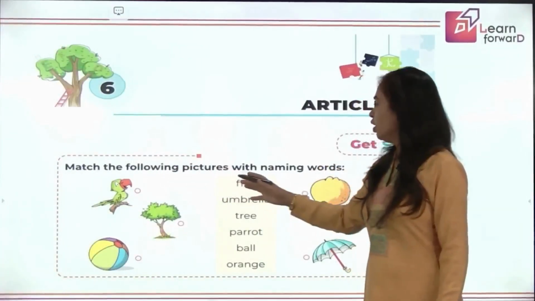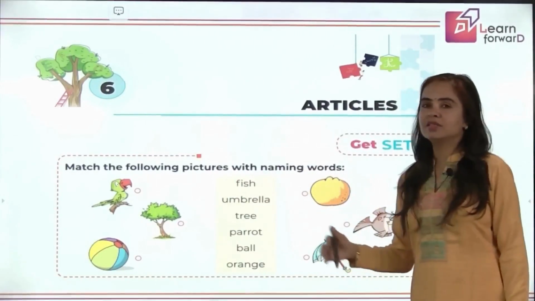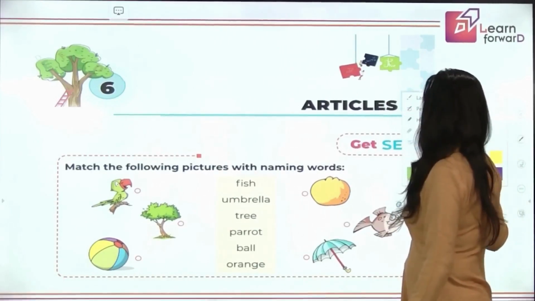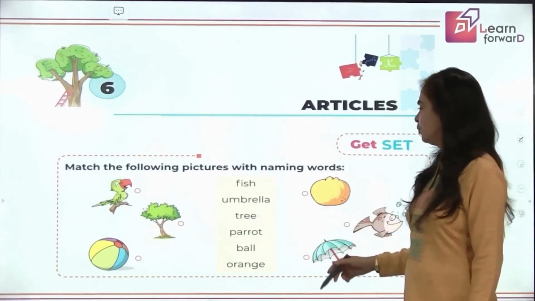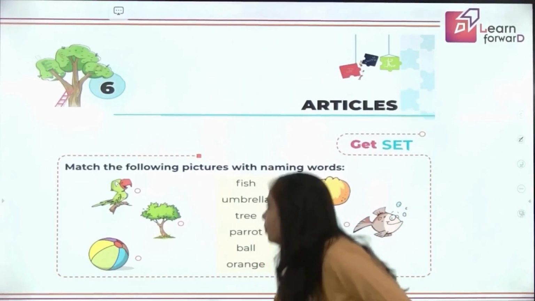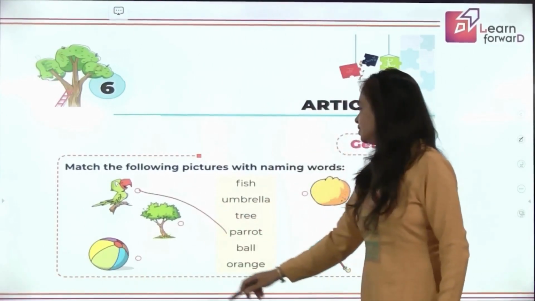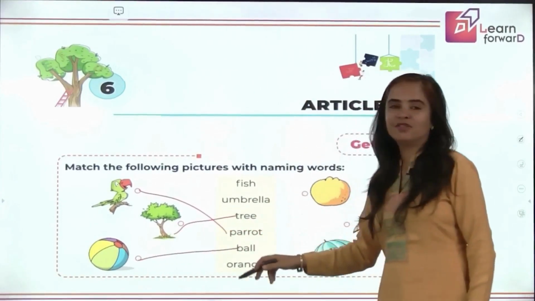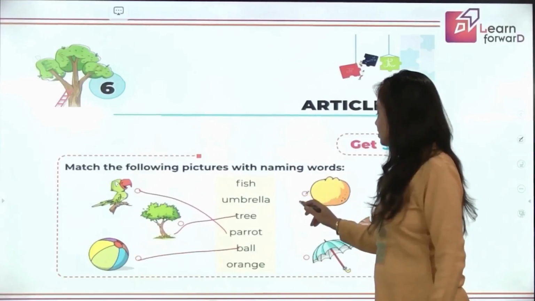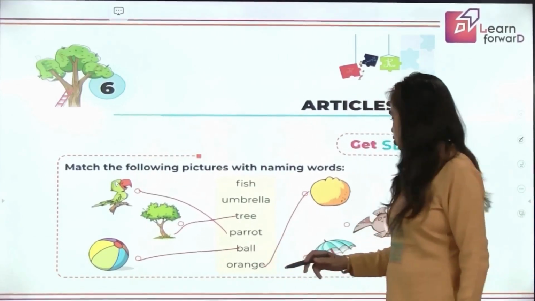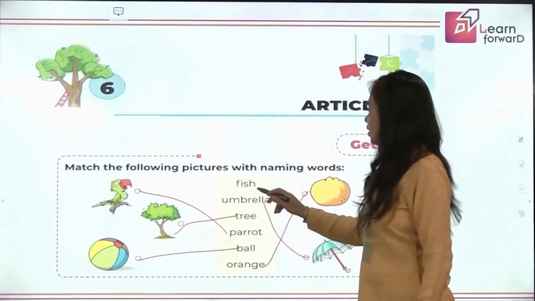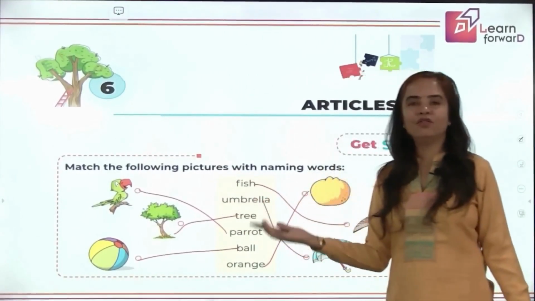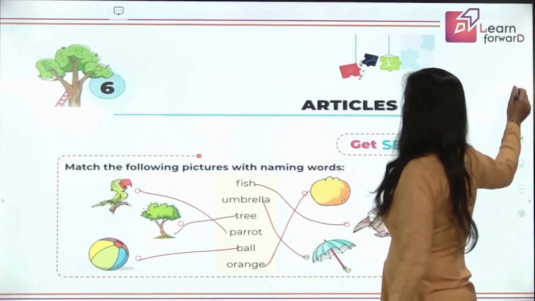So match the following pictures with naming words. Can you see the pictures and match them quickly? Let's do it faster. I can see everybody excited. It's so easy for you. Yes, that is a parrot. Good. This is a tree, of course, and the child's favorite rolling ball. This is, wow, an orange, a juicy orange. This is your umbrella that you use during the rain or in the sun. And this is your fish. It's done. So let's move ahead.